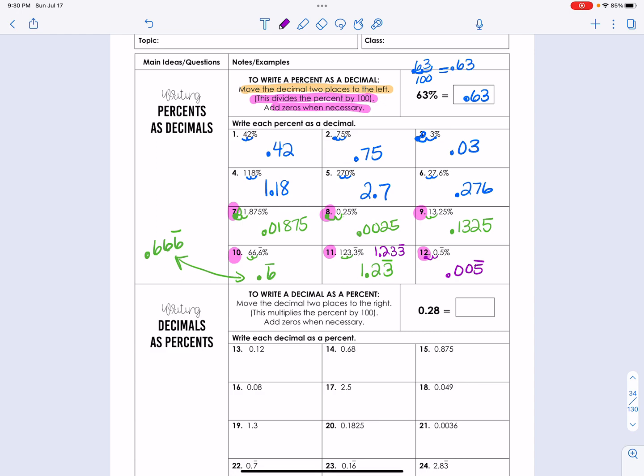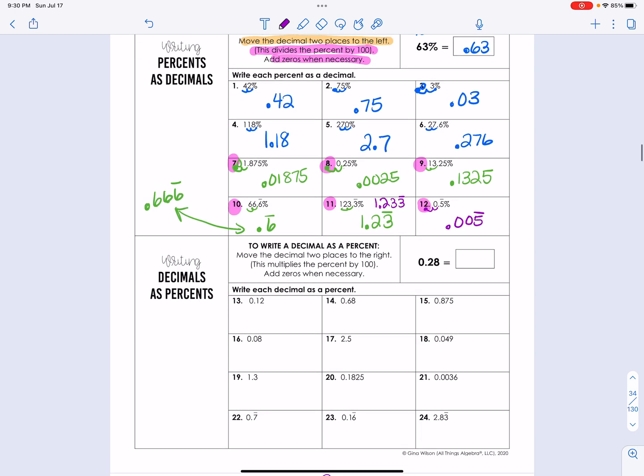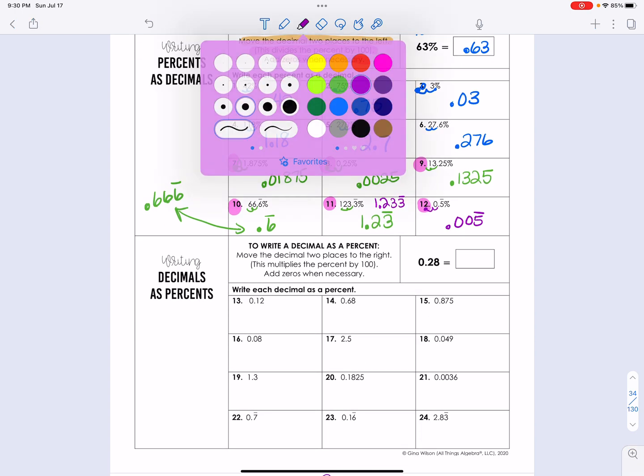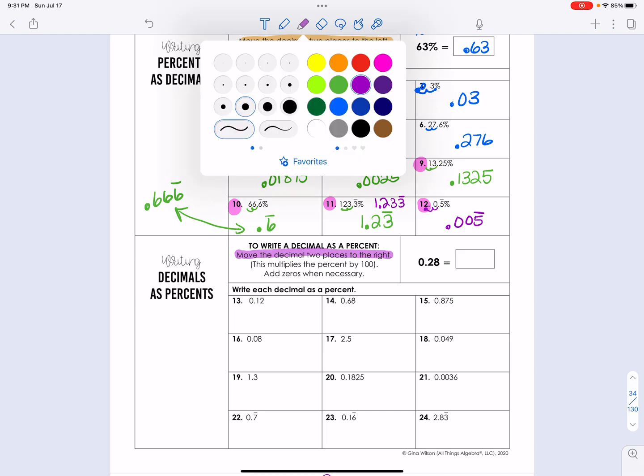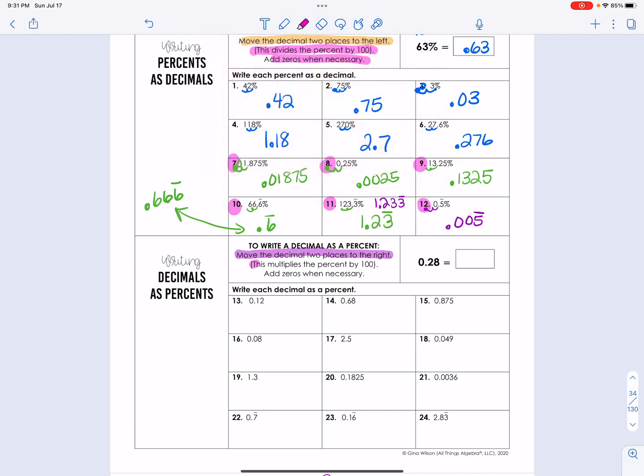Okay, so now if you have a decimal, the same thing goes. If you have a decimal, you're going to move the decimal 2 places to the right because it's basically taking it and multiplying it by 100. So you're going to just add zeros. So if you turn this to a percentage, this is 28%.